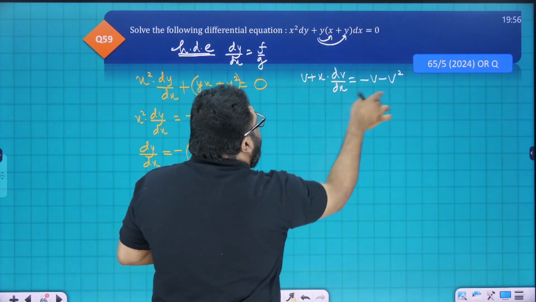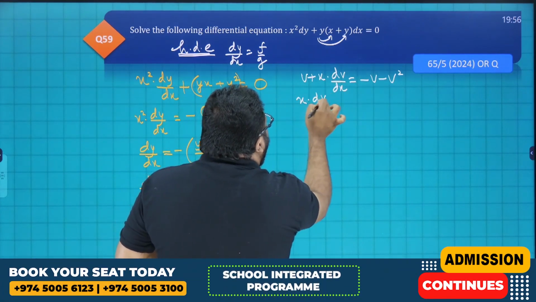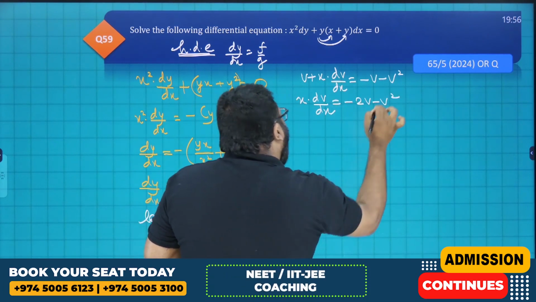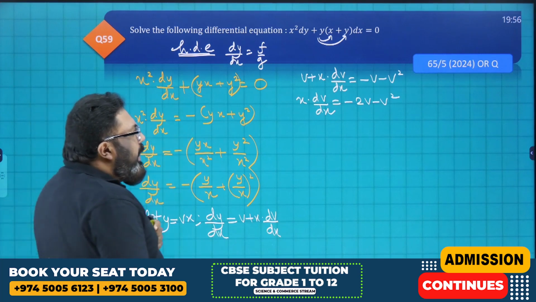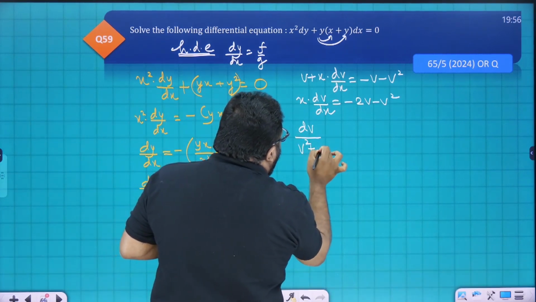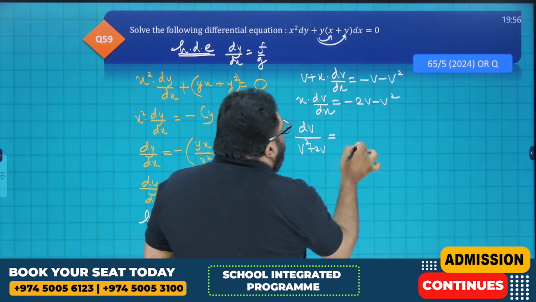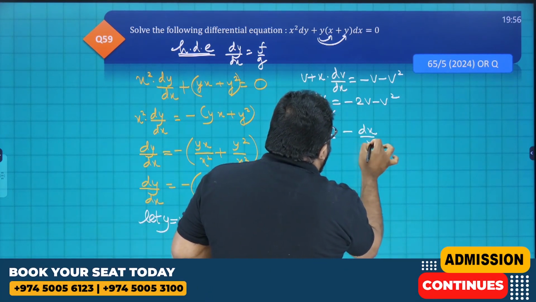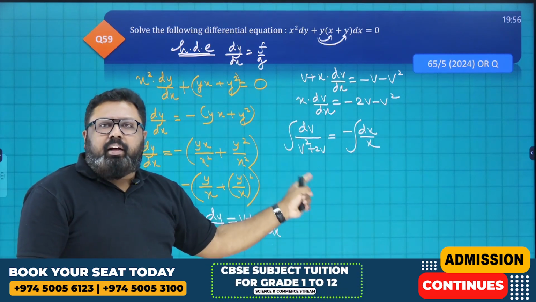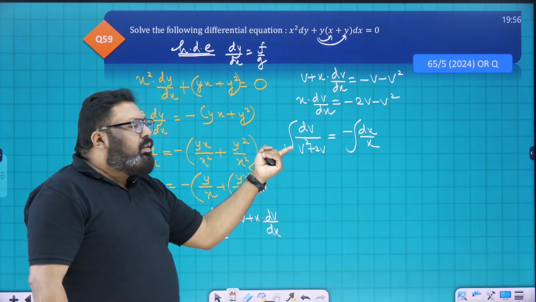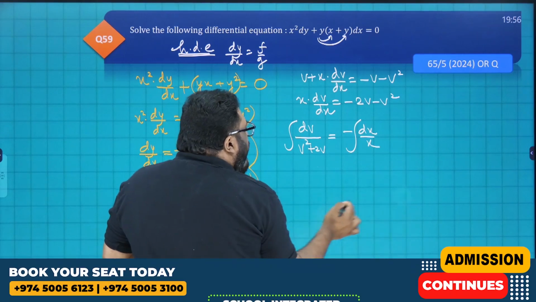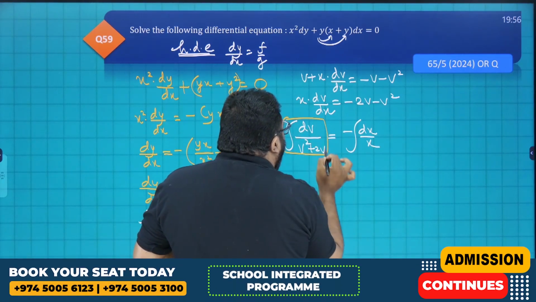Yes, if this v goes that side, it becomes x into dv by dx is equal to minus 2v minus v squared. Now I can take the minus common out and leave the denominator as v squared plus 2v is equal to minus dx by x. Now do you see again, this is a direct integration form, my dears. It's 1 by quadratic. You have to complete the square. All of you, it's a direct integration method.